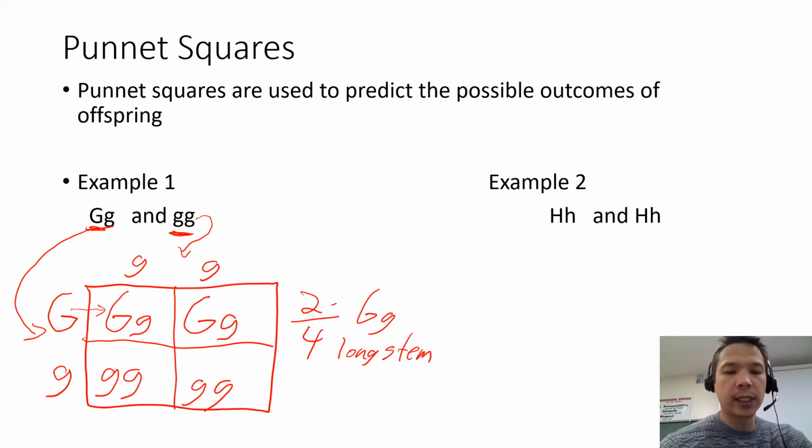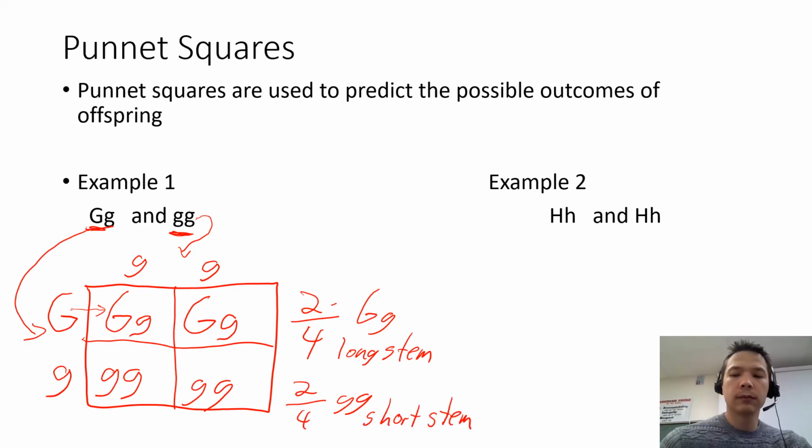And then for this one, which is little g and little g, 2 out of 4, which is little g, would be short stem. So 50% would be long stem and 50% would be short stem. And so we can use these Punnett squares to predict the approximate percentages of how everything is going to play out. So here's another example right here.